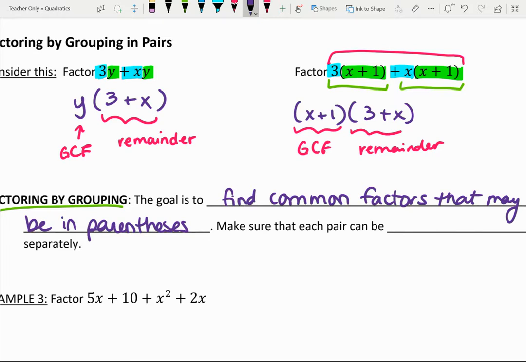So that would mean, again, a common factor that's an expression and not just a single term. And so we're going to be grouping in pairs or breaking these polynomials into pairs. And we want to make sure that each pair can be factored using the GCF separately. So right now this is kind of a lot to wrap our heads around, but I think if we see some examples, it's going to start to make a little bit more sense.